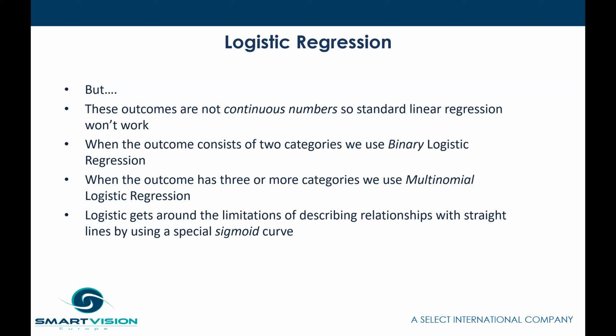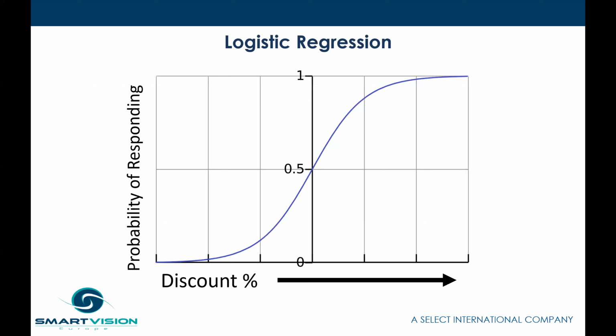Logistic regression gets around the limitation of describing relationships with straight lines by using a special sigmoid curve. So this is what logistic regression sees. Statisticians generally approach things by trying to find a curve that reflects the situation. And if you want to reflect a situation where you've just got a 1-0 outcome, a good curve to use is an S shape, because you've got two conditions, the top and the bottom of the S shape here.